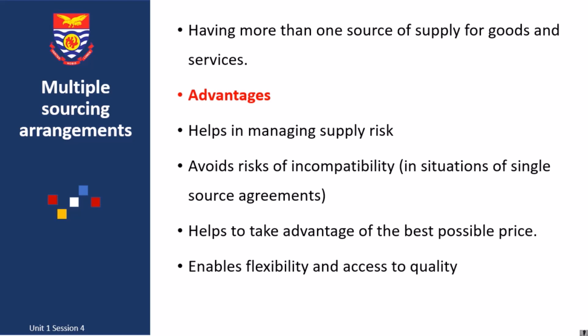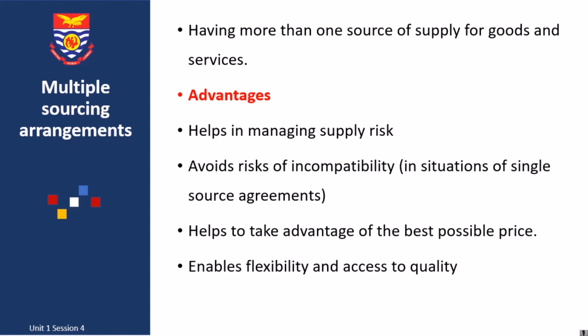Then we move on to multiple sourcing relationships, where you have more than one source of supply for your goods and services, and they have several advantages because they help you to manage risk. In essence, your requirements are spread among multiple suppliers, and you have several sources of supply. Hence, if one source fails, there is little or no loss incurred. It also avoids the risk of incompatibility.